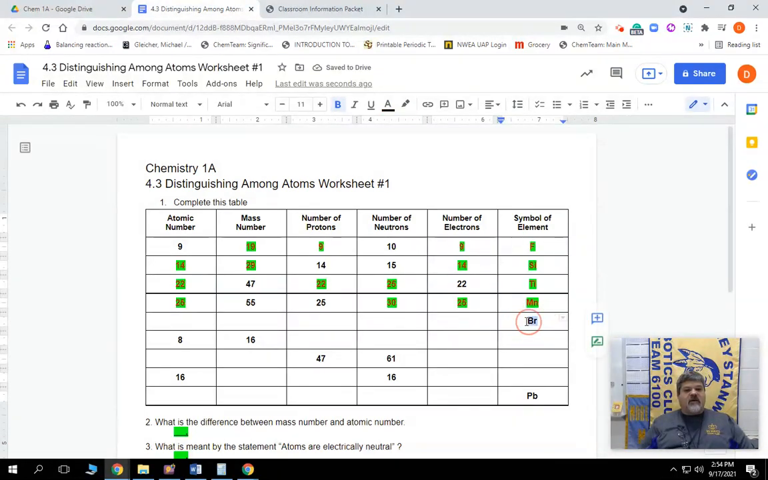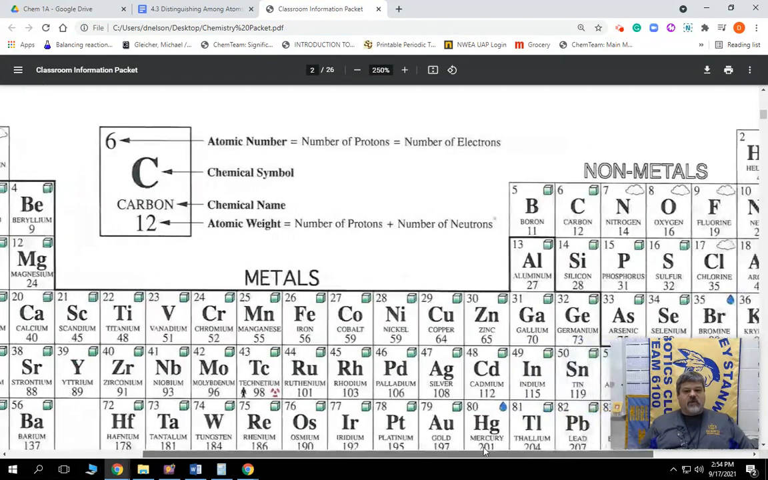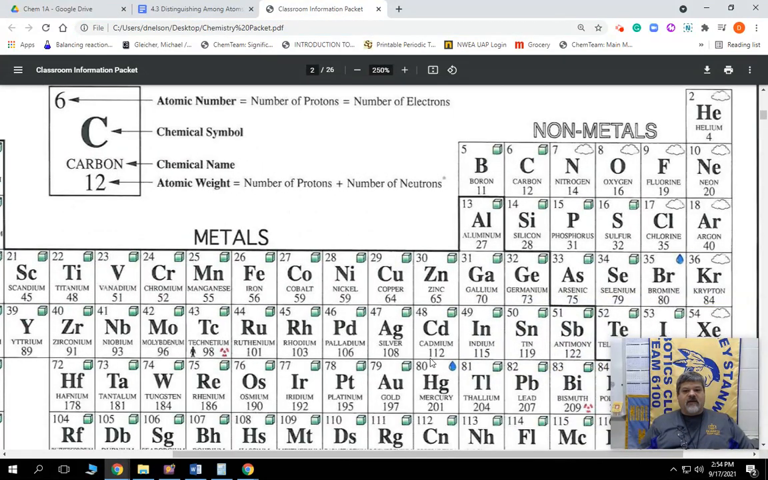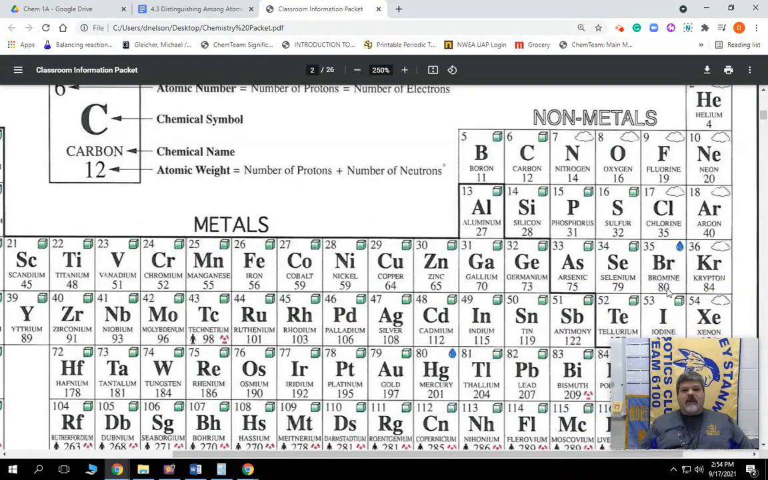We have Br, and that's the only number that we have. So let's go ahead and find bromine, Br. We look at our periodic table. We scroll over this way. And if I go up just a little bit, right there's bromine. So I know that I'm going to have 35 protons, because that's my atomic number. And 80 is going to be my mass number.